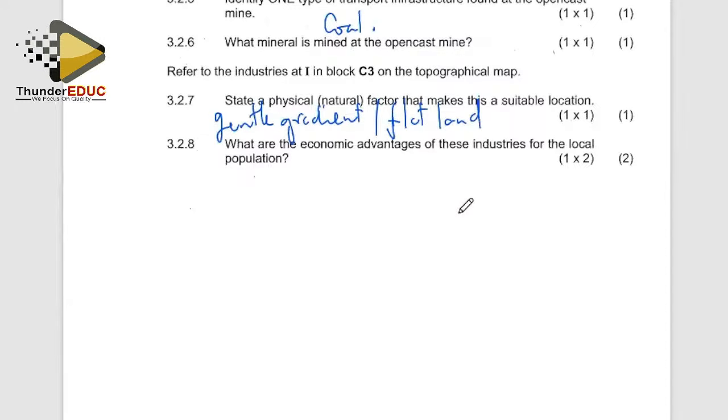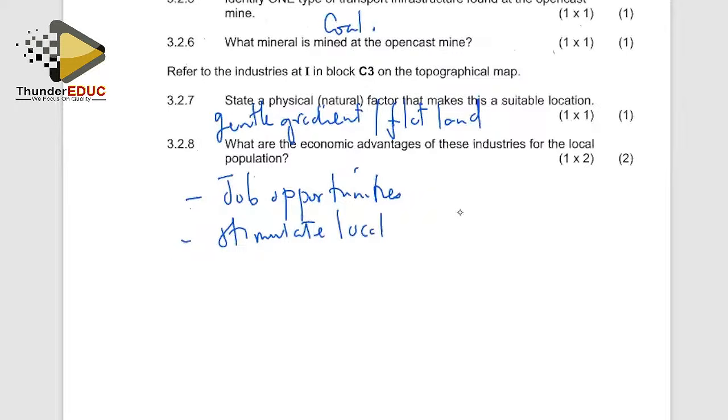What are the economic advantages of these industries for the local population? Economic advantages, for one reason, are job opportunities. People are going to get job opportunities from those industries. They're going to get employed in those industries. And also, it will stimulate local spending. And also, there will be infrastructure development. Any of those and others.